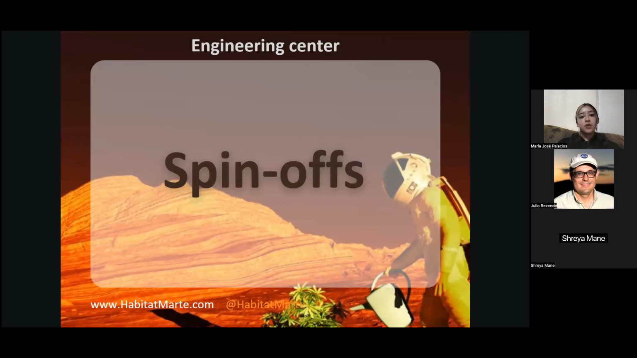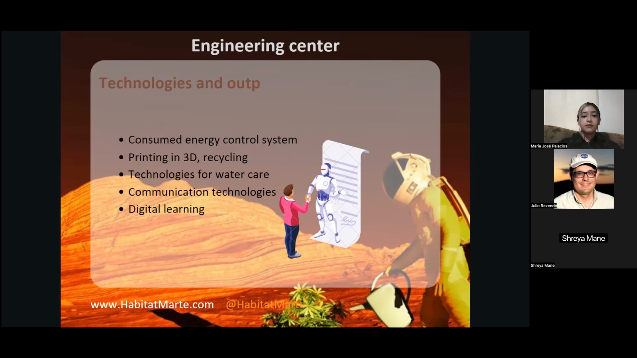Now I'm going to talk about the spin-offs. The technologies and outputs that could be applied to air: consumed energy control system, printing in 3D, recycling, technologies for water care, communication technologies, and lastly, digital learning.